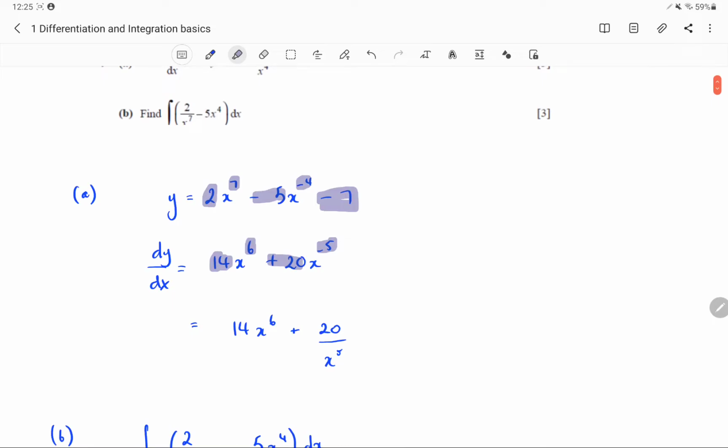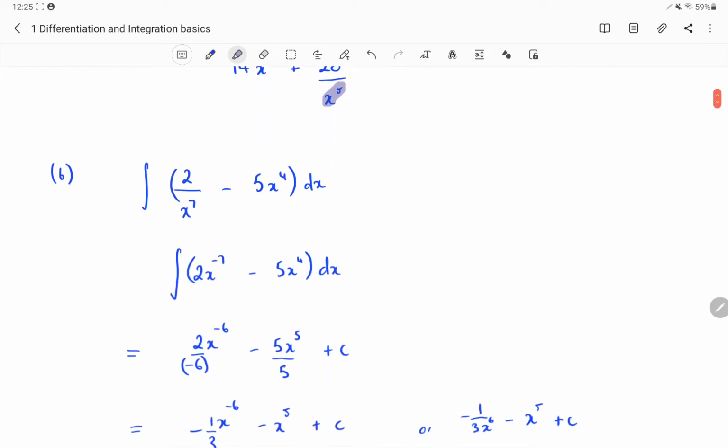So you can leave this as your answer, or you can bring that x to the power minus 5 down to the bottom. So you can have 14x to the power 6 plus 20 over x to the power 5.